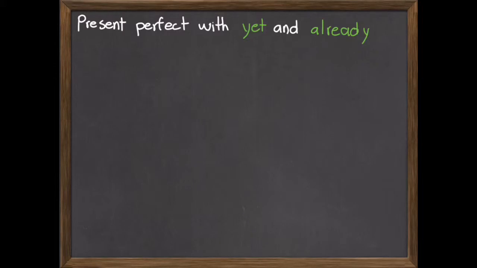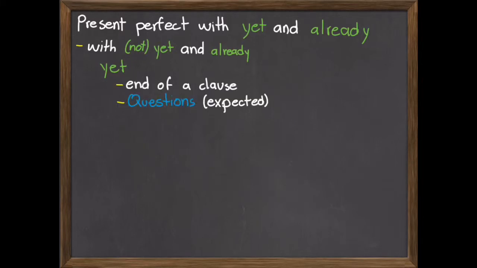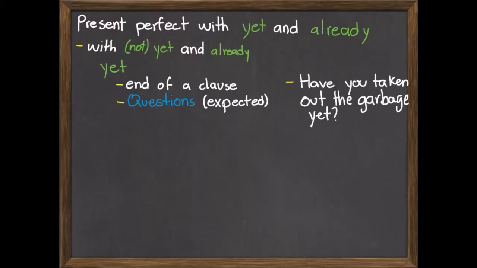Now let's look at how to use the present perfect with yet and already. We normally use the present perfect with yet or not yet and the word already. Now we use it with yet at the end of a clause, and in questions when something is expected, to ask if something that we expected has already happened. For example, have you taken out the garbage yet? That means that we expect the person to take out the garbage. So we're asking if it has been done.